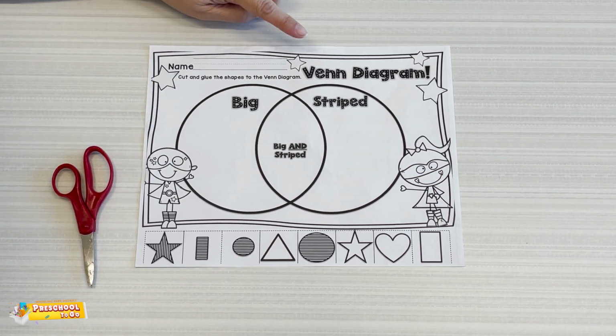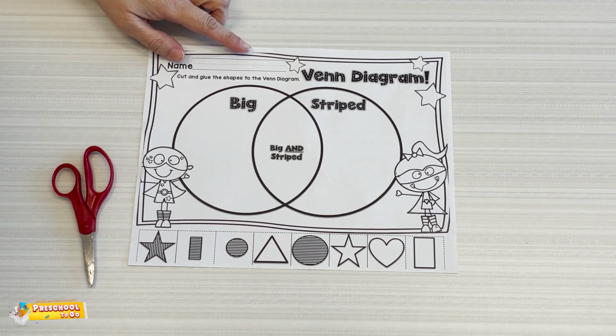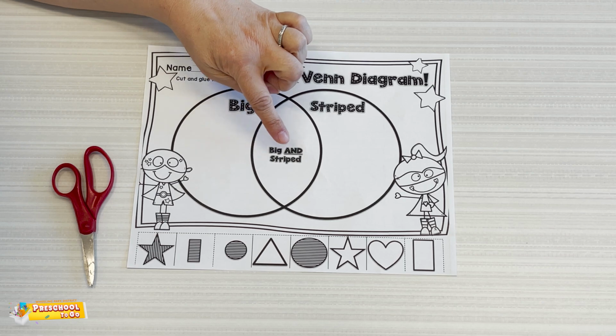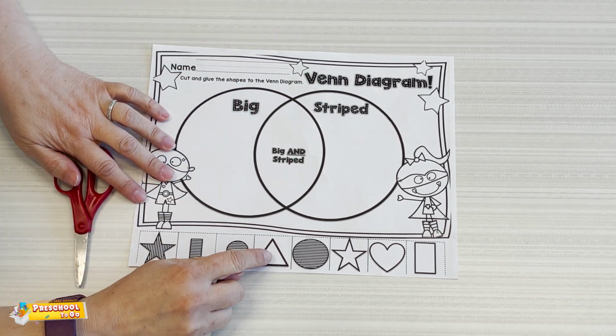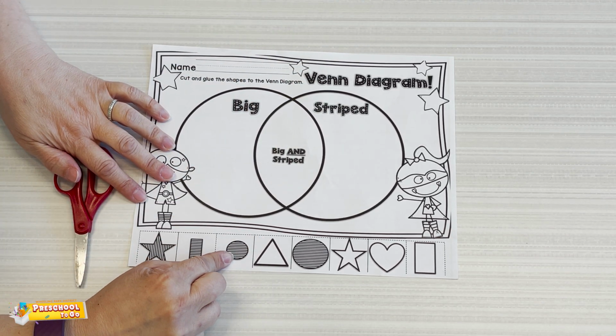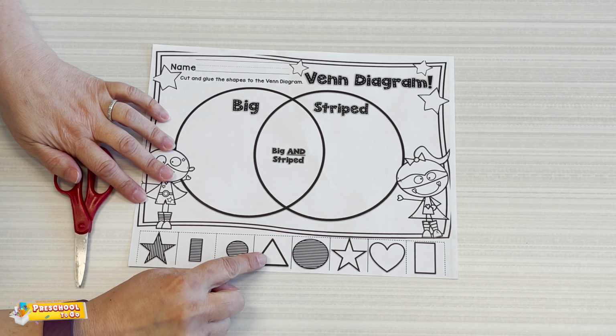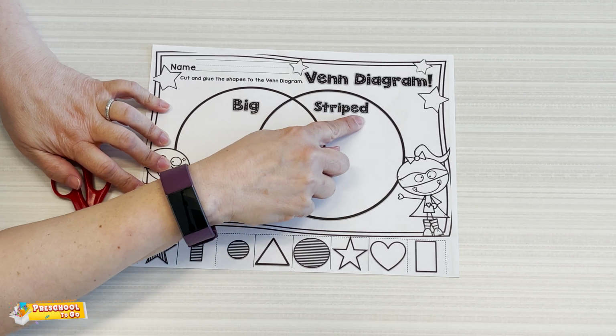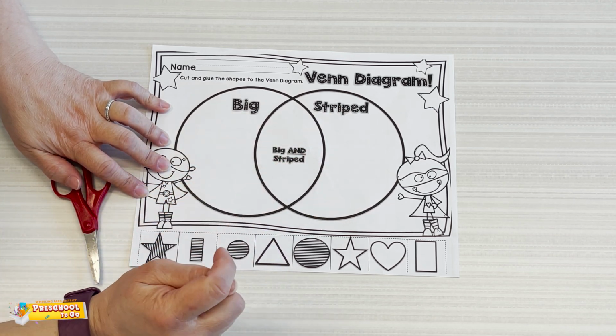Hi friends, this is called a Venn diagram. It's what you use when you have two separate piles of something and then one that is both. For example, we have objects that are big and objects that are small, objects that have stripes and objects that are plain. So this says big, this says striped. This says big and striped.